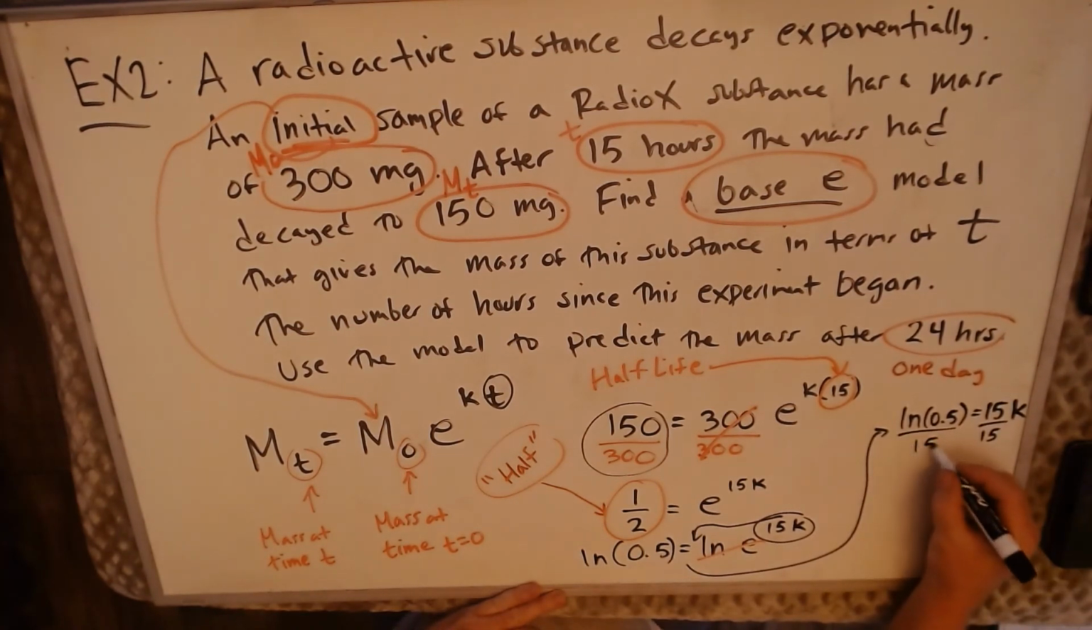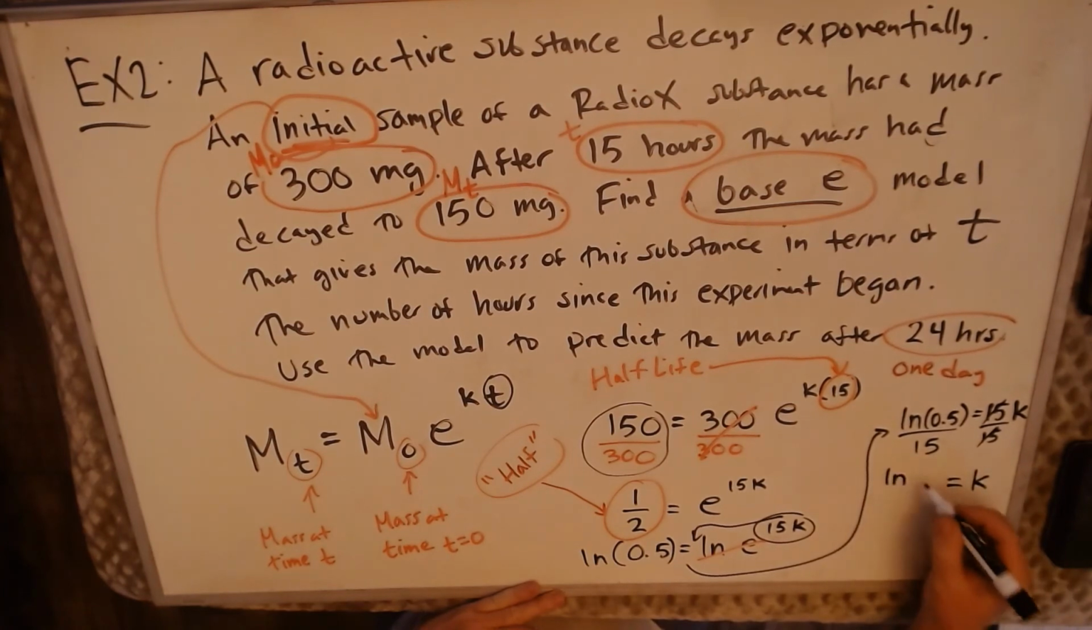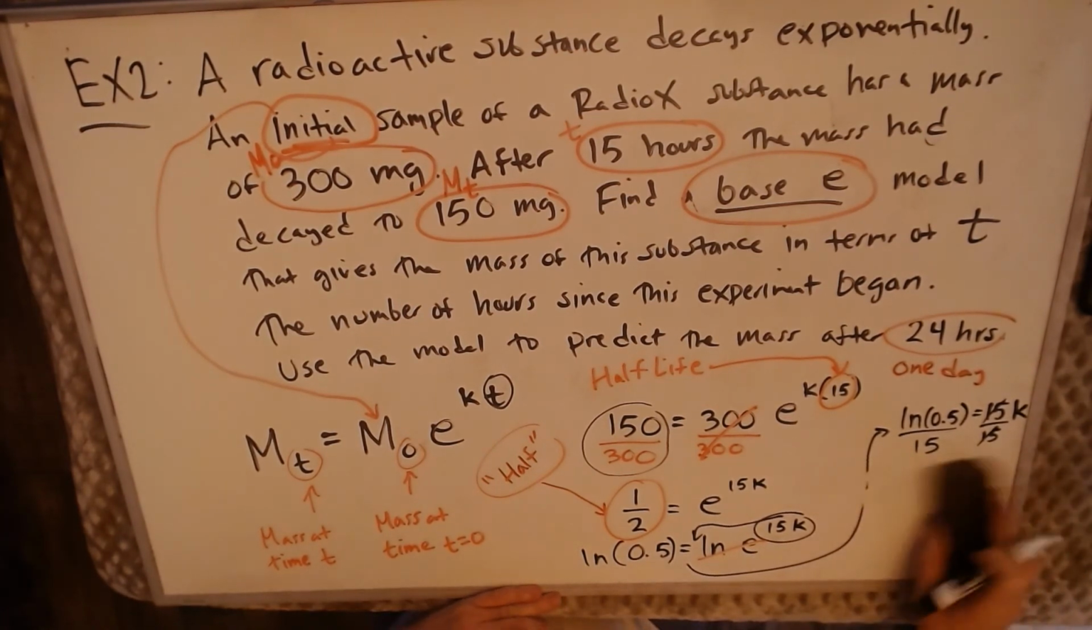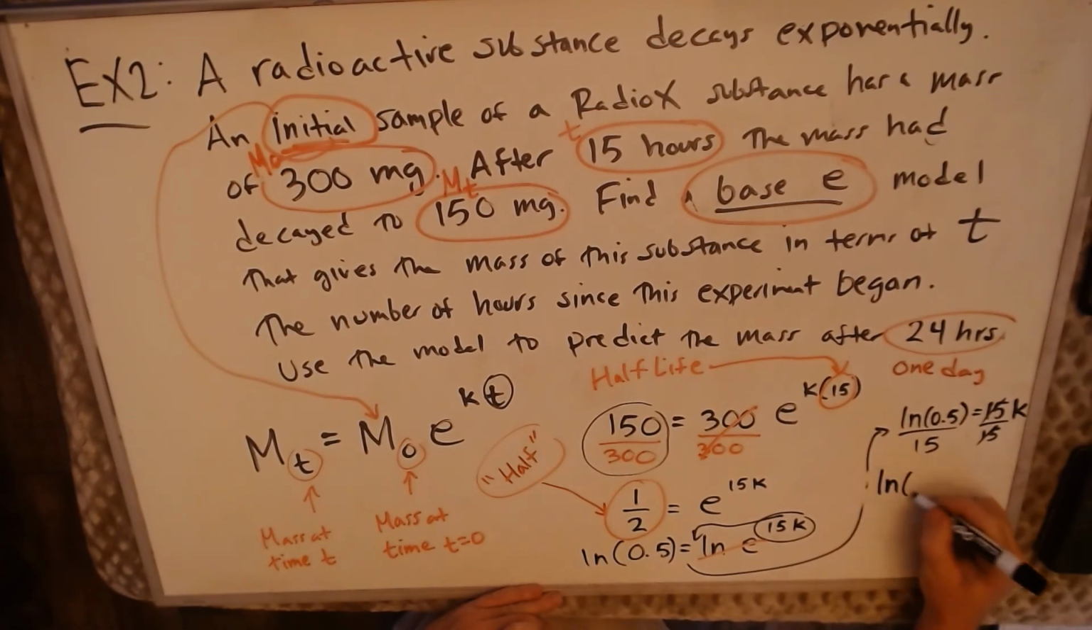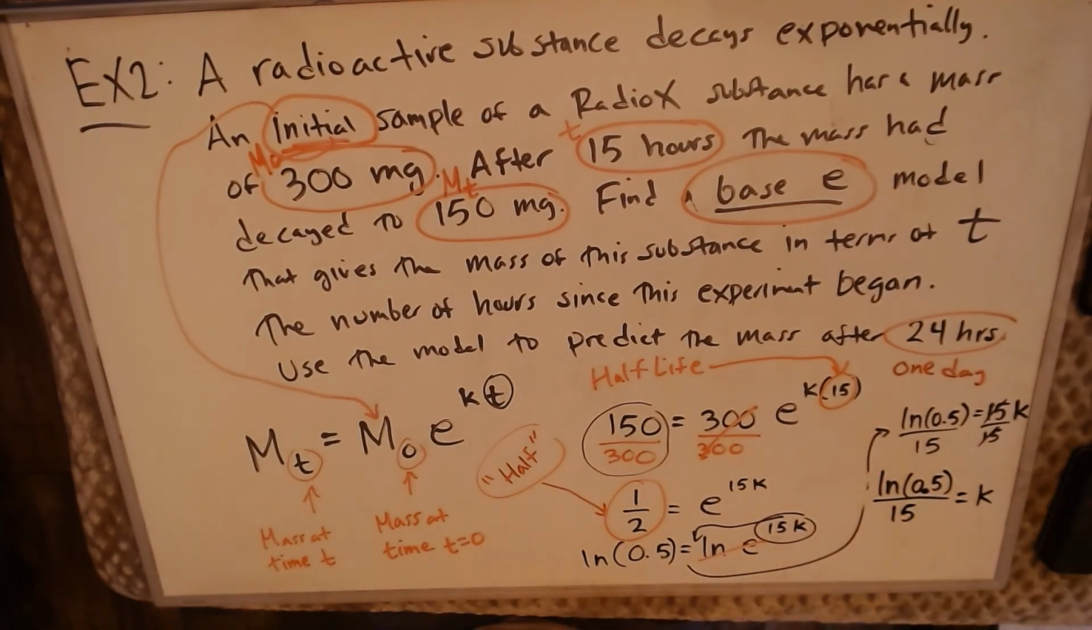You're just walking the dog now. You've done all the hard math by the time you got to this point. If you made it this far, you're home free. Okay. I'm going to write that a little bit more legibly. ln of 0.5 divided by 15, and that's going to be your K.